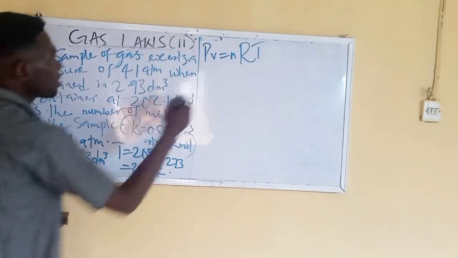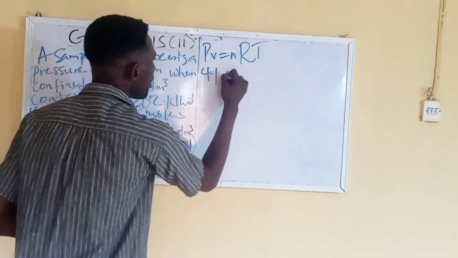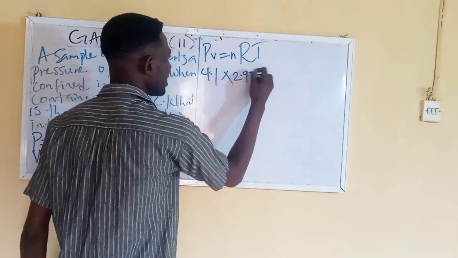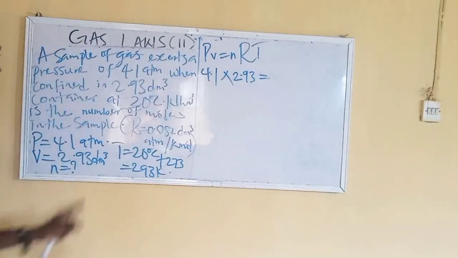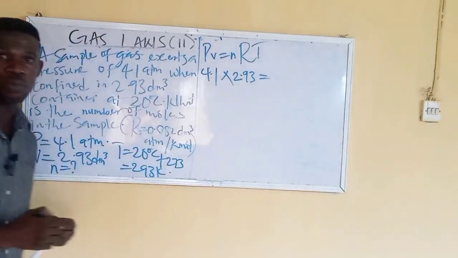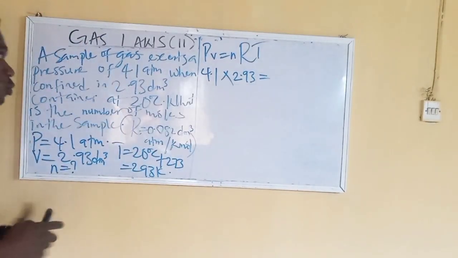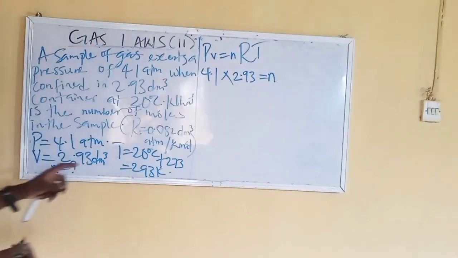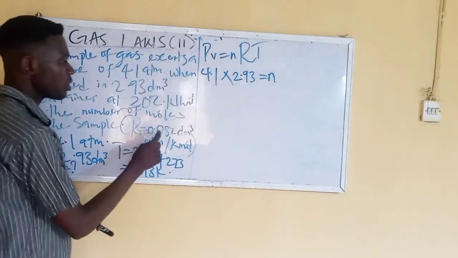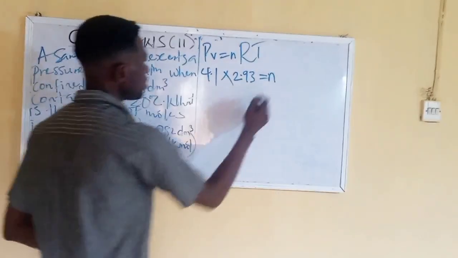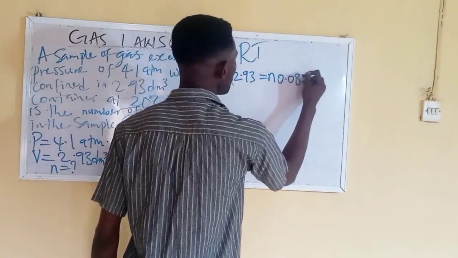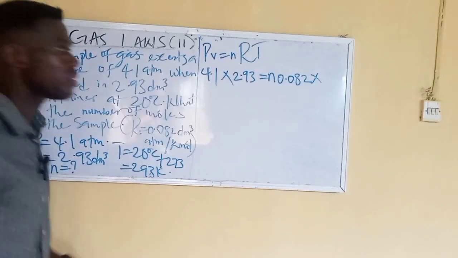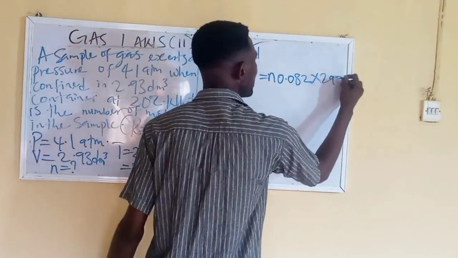Our P here is 4.1 multiplied by our V, which is given as 2.93, equal to n, which is what we're looking for, because n stands for number of moles. We don't know what it is. But what about our R? Our R is given as 0.082, times our temperature, which is given as 293.